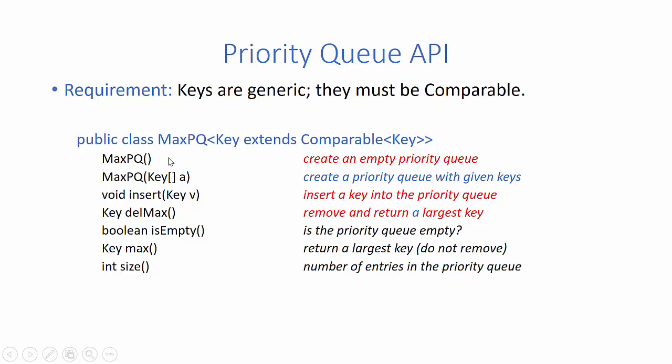A possible Java definition would be that a public class MaxPQ has a generic key type, which is a comparable key. It has a constructor that creates an empty priority queue, or creates a priority queue from an array of keys. Given a key, I can insert the key into the priority queue by its priority, and I can delete the max and return that key, or I can check whether the priority queue is empty, or I can return the largest key by some comparison criteria, but not remove it.